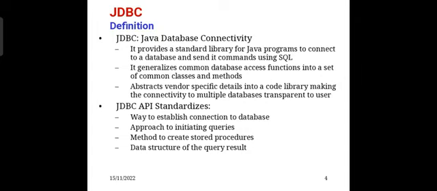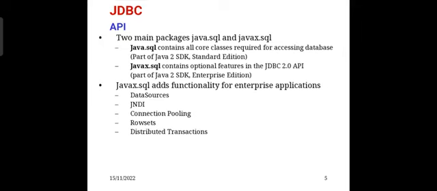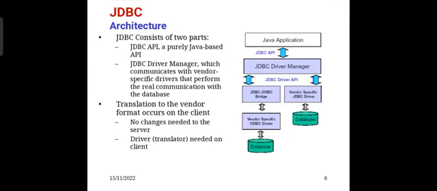Here we are using the standardized JDBC API. It is used to establish the connection, initiate queries, create stored procedures, and get the data structure of the query result. API: there are two main packages involved, java.sql and javax.sql. What functionalities are contained in javax.sql? Data sources, JNDI, connection pooling, row sets, distributed transactions.